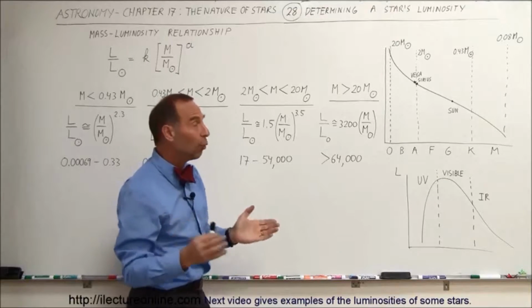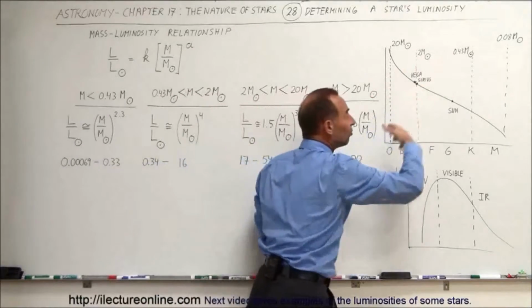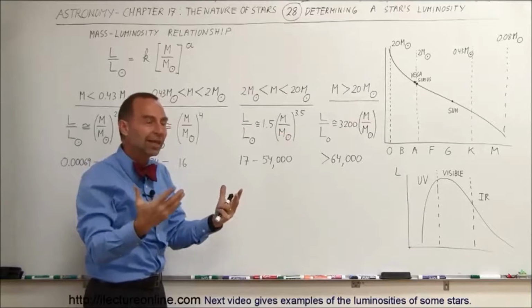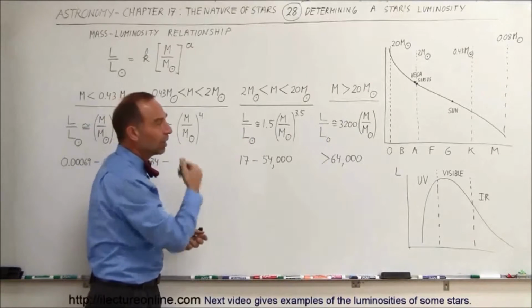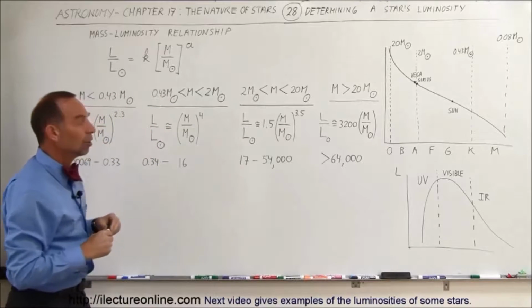Notice that this is only for main sequence stars. When we have stars that are like giants, that are much larger in size relative to their mass, they may have greater luminosity relative to their mass, and that relationship then of course doesn't work. We have to work with different kinds of ways to determine the luminosity.